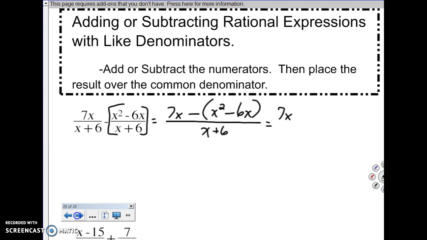So 7x plus 6x minus x squared all over x plus 6, which is 13x minus x squared over x plus 6. And if there was a way to factor and cancel stuff out, you should do that as well. That example looks like there's nothing to cancel out, but you can certainly factor out that x on top if you think that would look prettier.